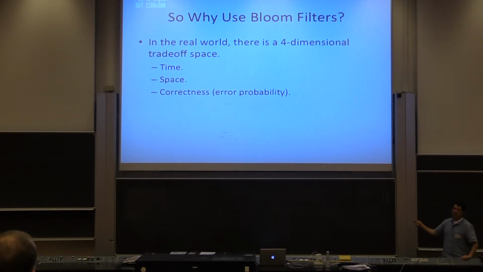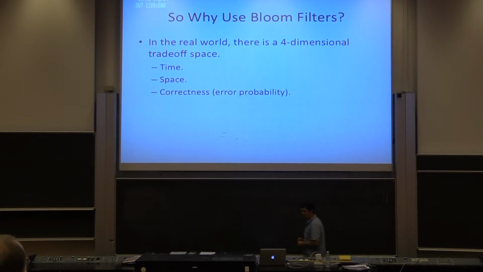Then another trade-off is correctness, error probability. This is maybe normal to theoretical computer scientists, and maybe even these days practical computer scientists. But when you first get undergraduates and tell them, okay, I'm going to start giving you algorithms that give you the wrong answer, it surprises them and makes them think a bit.